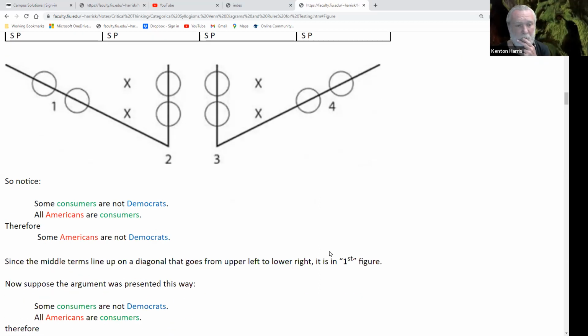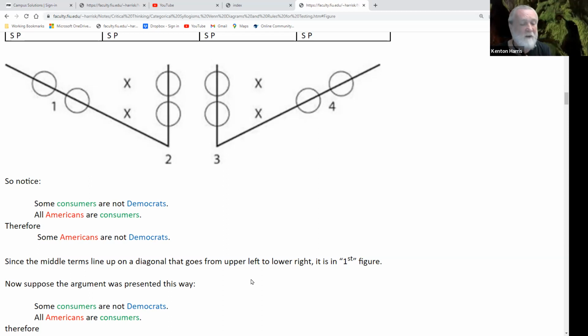But notice in this syllogism, the minor terms stack up this way. So that would be what figure? Hopefully you just said first figure, and you would be correct.